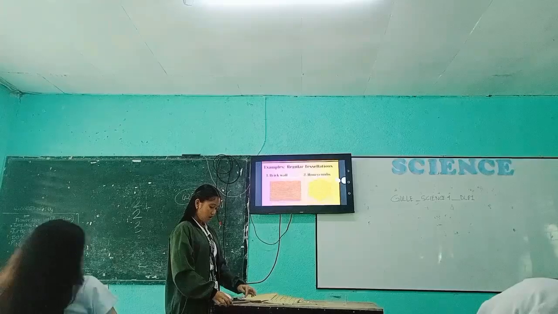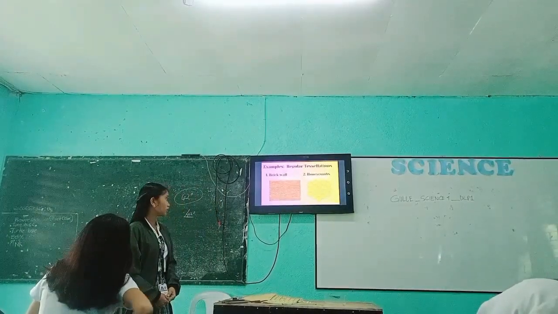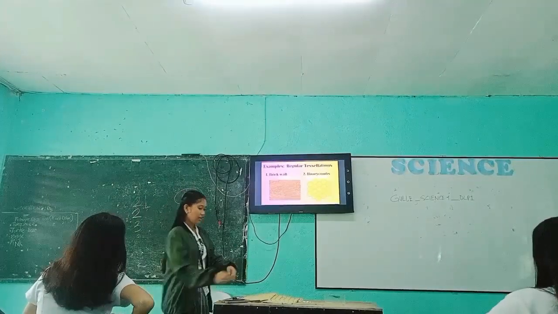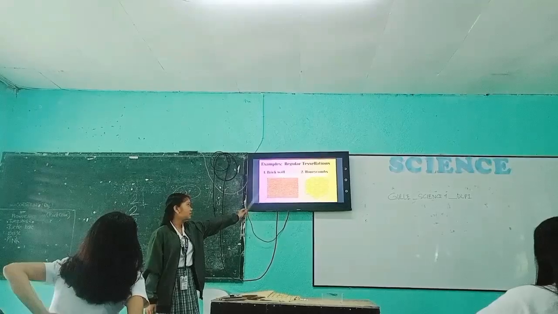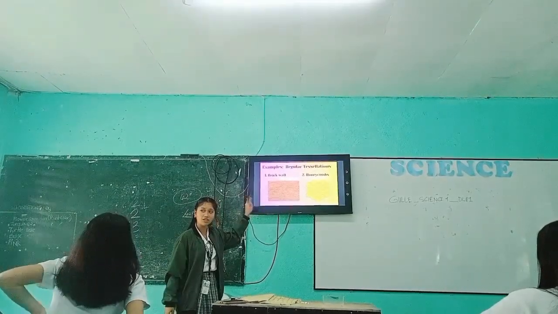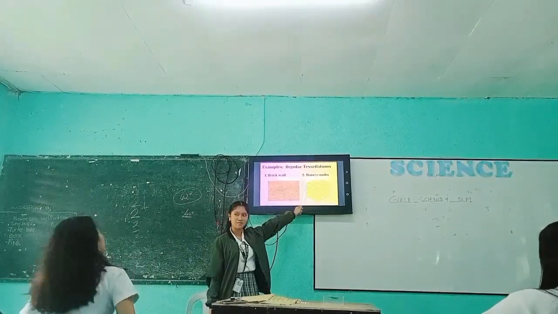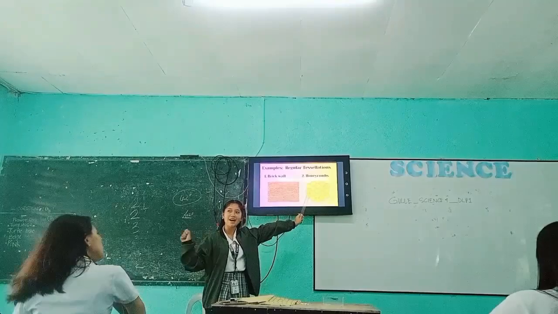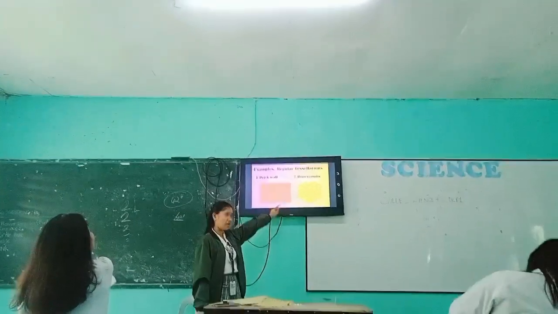So, here are some examples of regular tessellations. As you can see, number 1, for example, is a brick wall. Right, it has no overlaps and it fits together perfectly. The next is the honeycomb. Yes, the home of the bees, right? It fits together perfectly, with no overlaps.